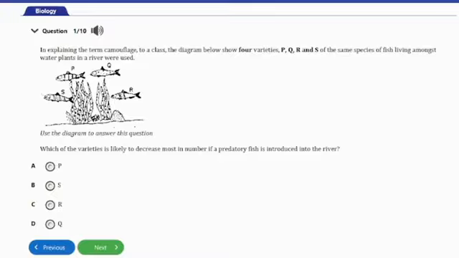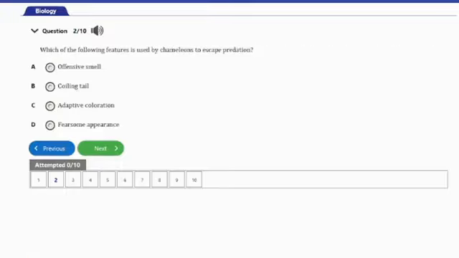So guys, the fish here that is most likely to reduce is option C, which is R. This fish does not have enough of these markings on the body, so it may not be able to camouflage well with the environment, and as such it will be the major fish that will suffer predatory attacks. So that's it for this question. Let's go ahead and consider the next question, guys. That's question number 2 here.